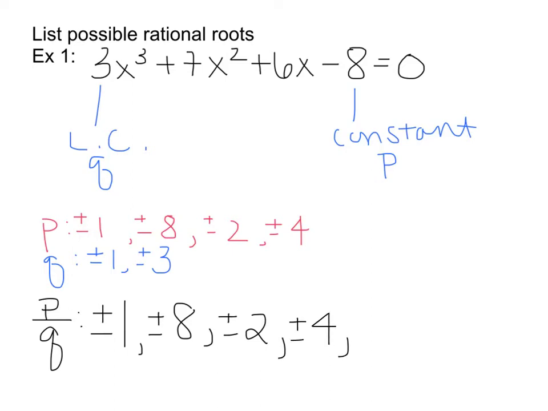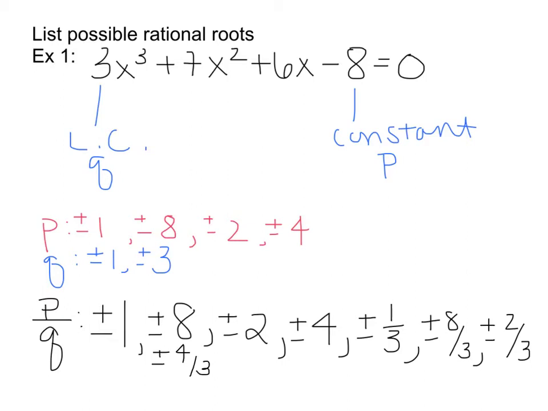Okay, now we're going to go back to the beginning of our list and change our q value. So now we're going to do 1 divided by 3, which is going to be 1/3. And then we're going to do 8 divided by 3, which is going to be 8/3. And then we're going to do 2 divided by 3, and that's going to be 2/3. Okay, and then 4 divided by 3, and that's going to be 4/3. Okay, so 1, 8, 2, 4, 1/3, 8/3, 2/3, 4/3, all of those could be answers to 3x cubed plus 7x squared plus 6x minus 8.